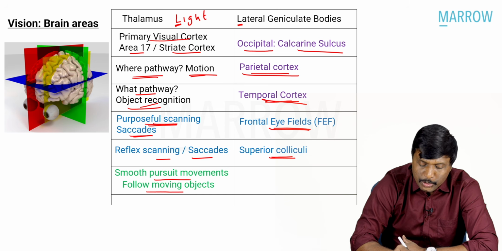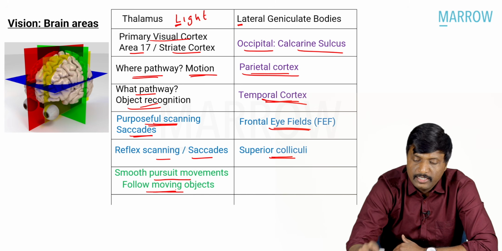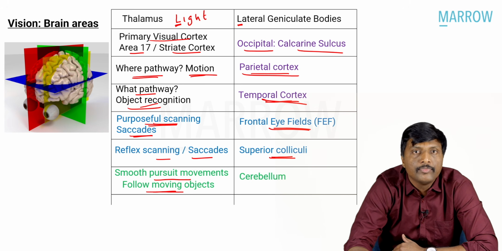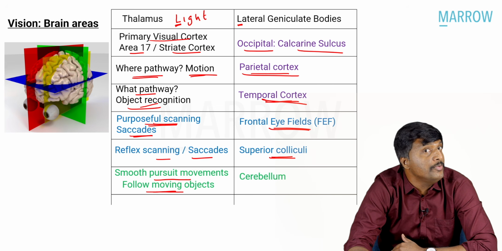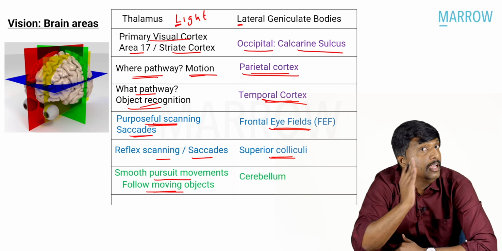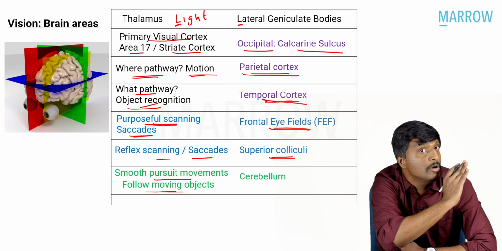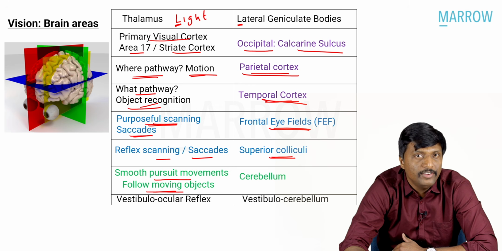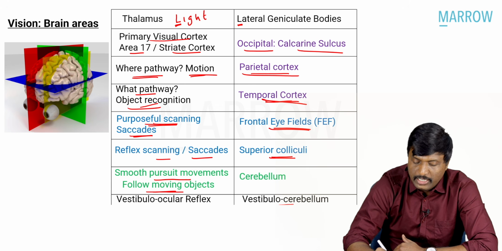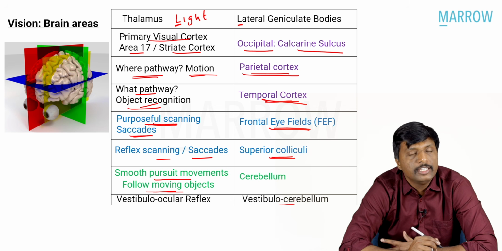That smooth pursuit movement, following moving objects, the very important area is the cerebellum. And next important thing, if my head is moving in this direction, I am still looking at you. If my head is moving in this direction, I am still looking at you. When the head is moving in this direction, the eyeballs are moving in the opposite direction. What is this reflex? Vestibulo-ocular reflex. Important area, vestibulocerebellum. Simple.